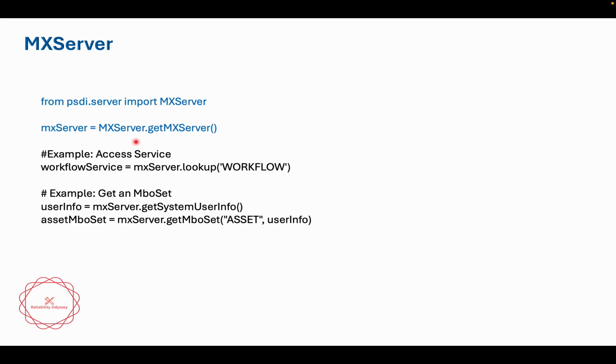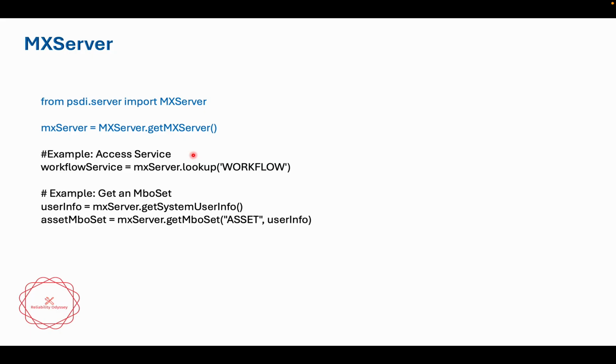We will be using mxserver.get mxserver. This is basically creating an instance of the particular mxserver, and then you can use that for multiple things. For example, you want to work with services. I mentioned the service classes: whenever we start Maximo, in the log you will be able to see different kinds of services which are available, for example workflow services, bulletin board services, security services. These are the services which are loaded in memory.